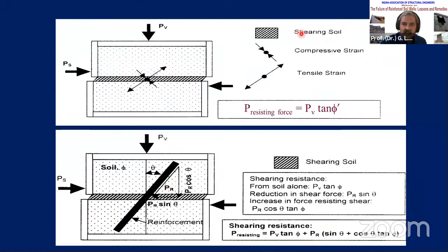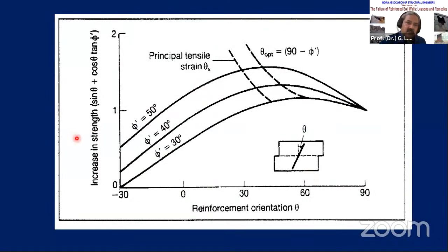And what is the advantage? The resisting force drastically improves as a function of the vertical load applied, the friction angle of the soil, and the reinforcement force developed. This is a simple expression of the difference between unreinforced and reinforced soil. The shear resistance is enormously increased, and it's a function of these three factors, including the orientation in which the reinforcement is placed. The best part is that if the orientation is in the range of 30 to 60 degrees, you have the best benefit, the greatest increase in strength of the soil.